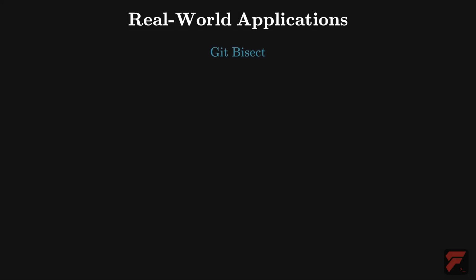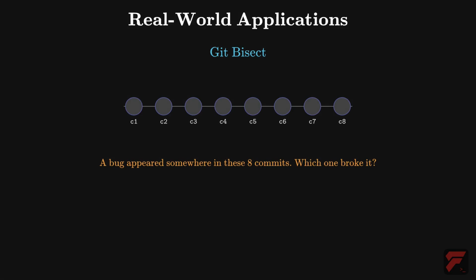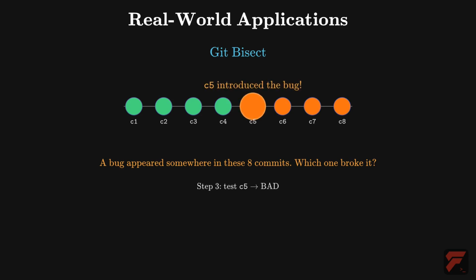Here's one. You are working on a project. The latest version has a bug, but it worked fine 2 weeks ago. Somewhere in those 8 commits, something broke. Git bisect does binary search. Test the middle, commit 4. Good. Test 6. Bad. Test 5. Bad. Commit 4 was good, 5 is bad. Found it. 3 tests instead of 7.